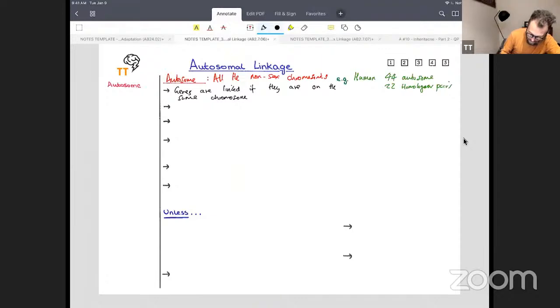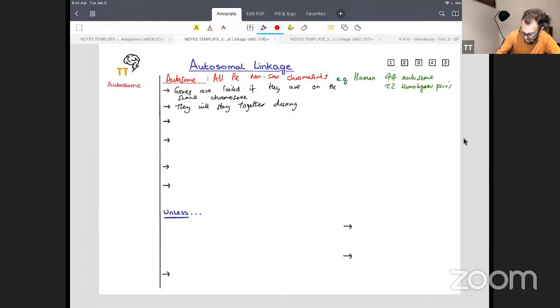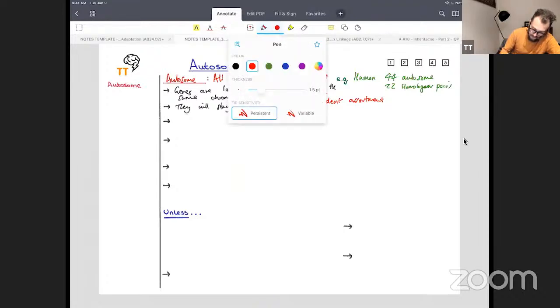What does this mean? This means that they will stay together. They won't be separated, in other words, during independent assortment or segregation, which in other words means they will be inherited together.